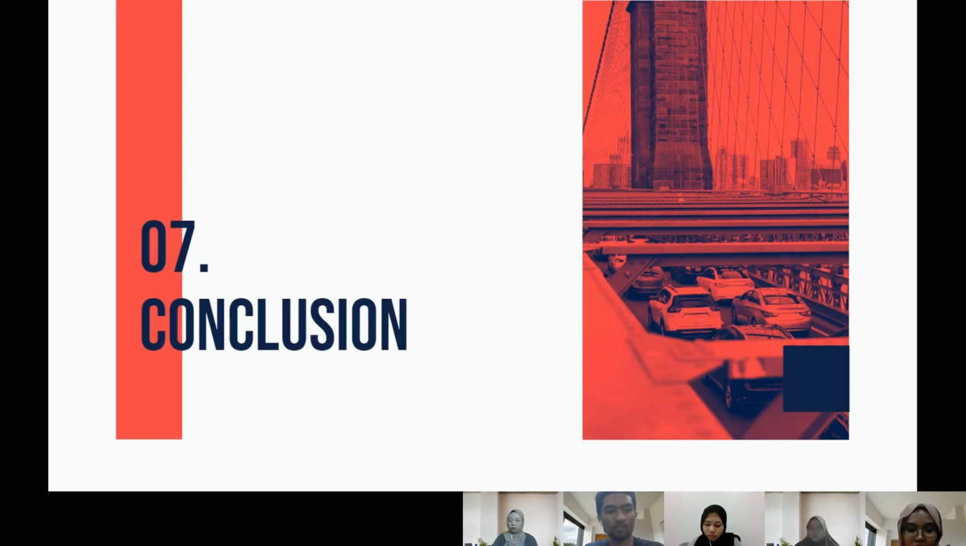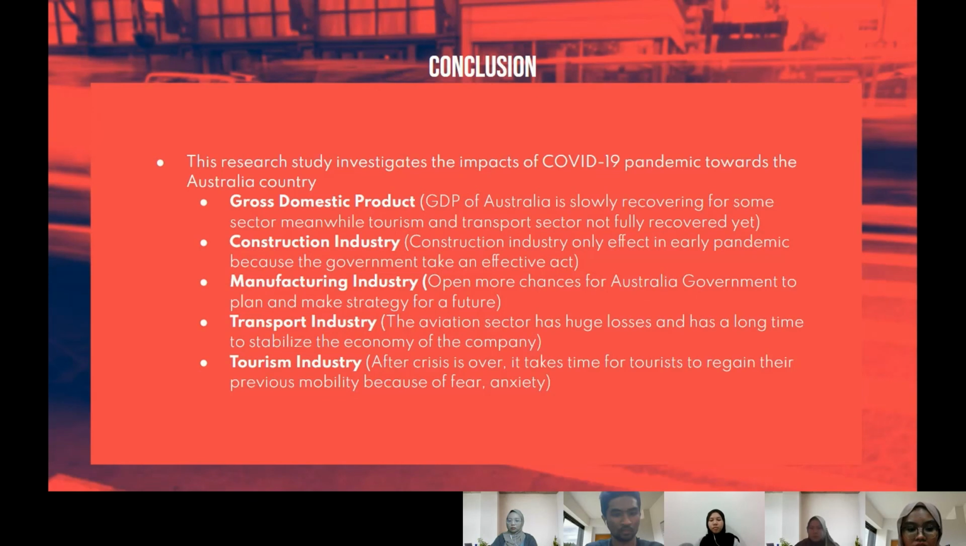For the conclusion, this research study investigates the impact of the COVID-19 pandemic on Australia. The GDP of Australia is slowly recovering for some sectors, while the tourism and transport sectors have not fully recovered yet. Next is the construction industry, which was only affected in the early pandemic because the government took effective action. The manufacturing industry opens more chances for the Australian government to plan and make strategy for the future. In the transport industry, the aviation sector has huge losses and will take a long time to stabilize the economy of the company.